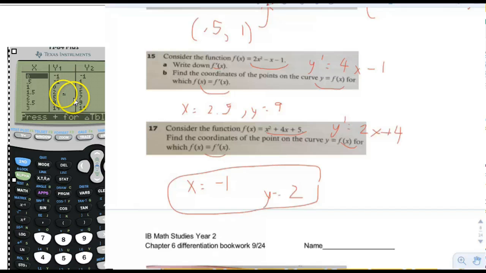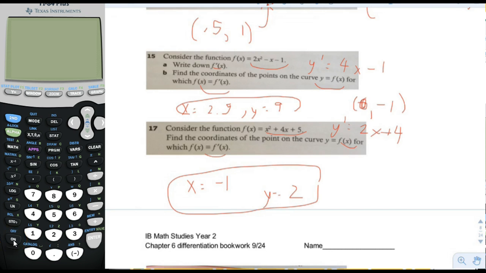And actually, there are 2 points where the gradient and the original function are the same. Do you see how it's the same here at 2.5? It's 9, right? And also at 0, it's negative 1. So I'm going to put both of those. So one of the coordinates is (2.5, 9). The other coordinate is (0, negative 1).